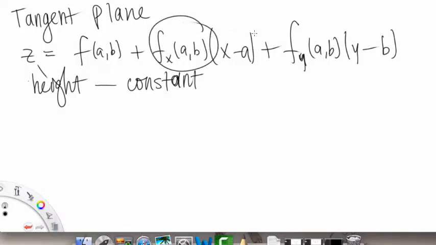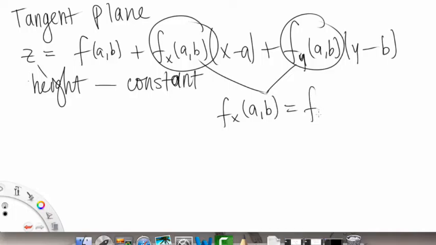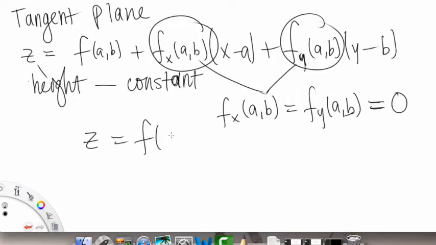So we require that f sub x and f sub y are either 0 or do not exist. So we want f sub x at (a,b) and f sub y at (a,b) to equal 0. This is one way for z to be a constant. That way z is only equal to f(a,b), which when we plug that point in is definitely a constant, so that's good.